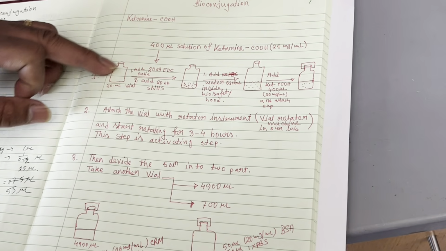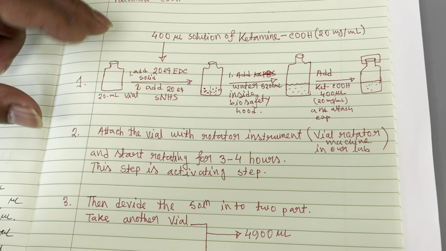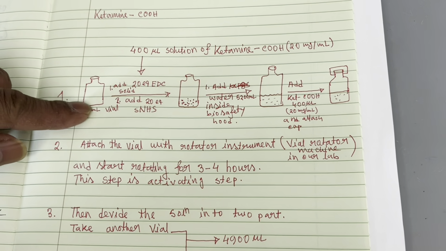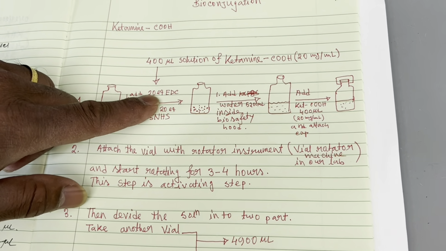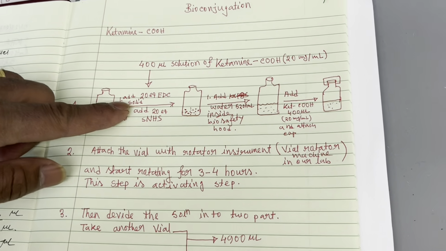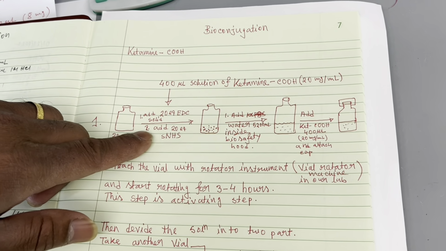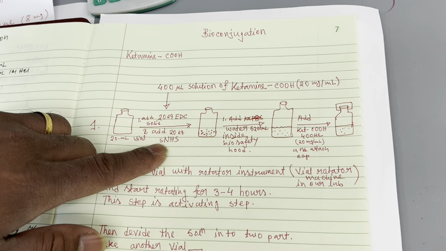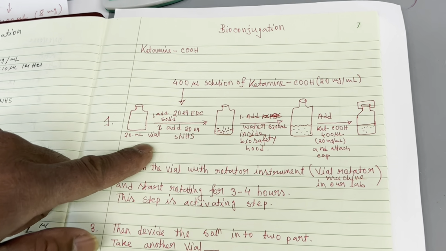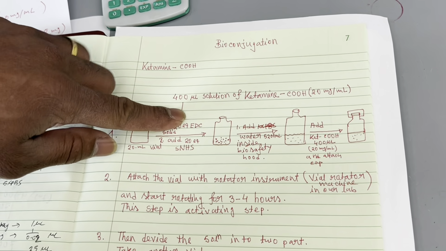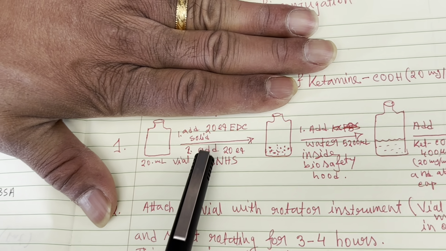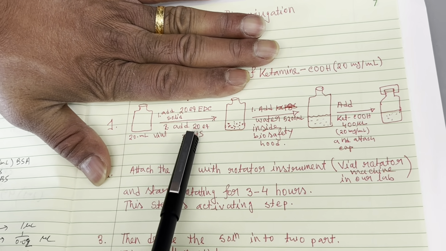In an Eppendorf or any container, not glassware, a plastic container like a Falcon tube or Eppendorf, first add 20 equivalent of EDC, 20 equivalent in terms of your carboxylic acid. Calculate that amount, and then add 20 equivalent of SNHS. Add those two first.